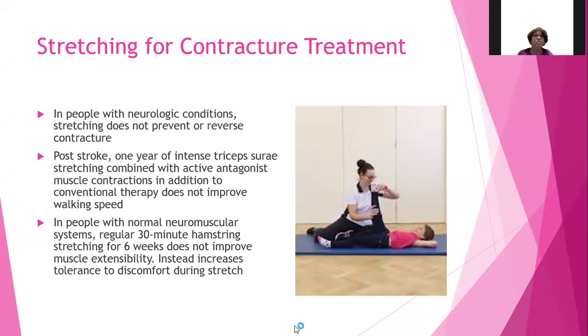In people with neurological conditions, stretching does not prevent or reverse contracture. So, post-stroke, 1 year of intense gastroc and soleus, so triceps surae stretching, combined with active antagonist muscle contractions, in addition to conventional therapy, didn't do anything to improve walking speed in the study quoted in the book. In people with normal neuromuscular systems, regular 30-minute hamstring stretching for 6 weeks doesn't improve muscle extensibility, but it increases tolerance to discomfort during stretch. That was always my thing about hot yoga. I felt like it doesn't really make you more flexible. It just decreases your discomfort during the stretch, and so it increases your tolerance. So the research is backing me up on that. Well, it doesn't say hot yoga, but that's my theory about hot yoga.